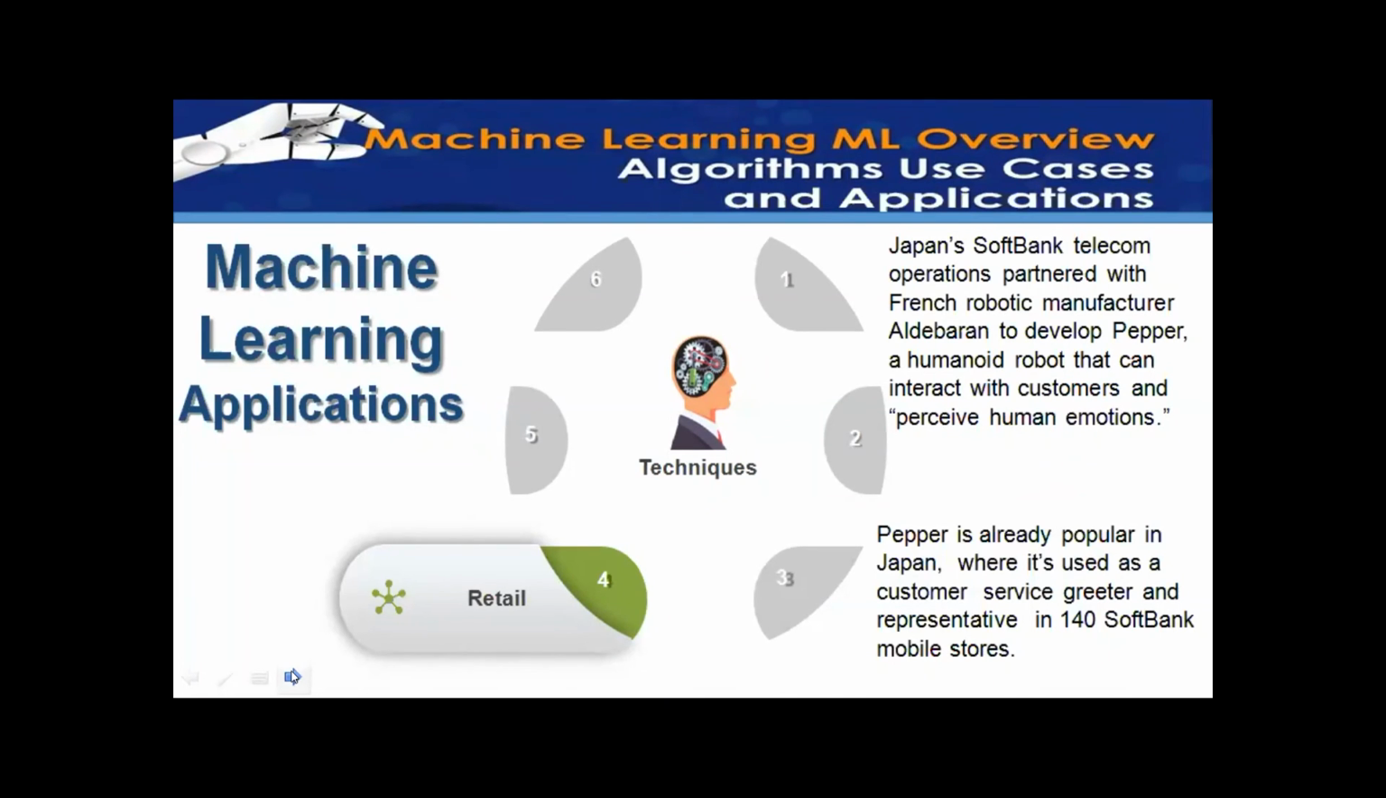This robot Pepper is already popular in Japan, where it is used as a customer service greeter and a representative in 140 SoftBank mobile stores. It is proven that about 70% of sales have increased thanks to this Pepper robot.